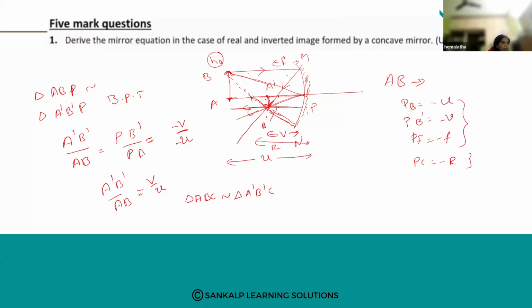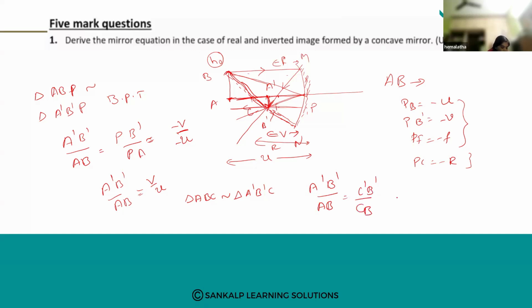Which triangle is this? This triangle. Understood? So this triangle is similar to this triangle. Since they are similar, the proportionality theorem applies here also. A dash B dash divided by AB is equal to C dash B dash divided by CB.